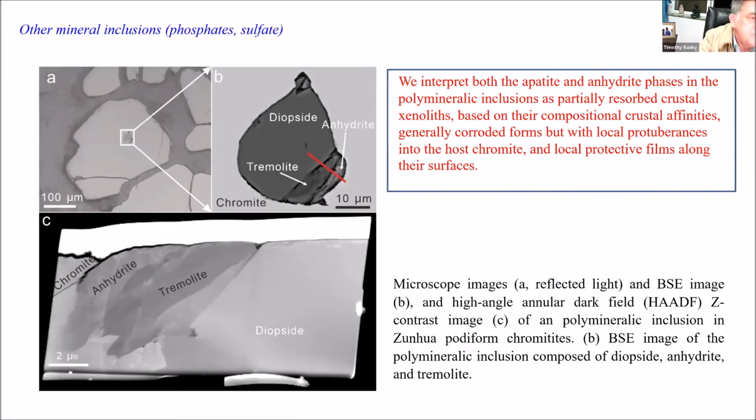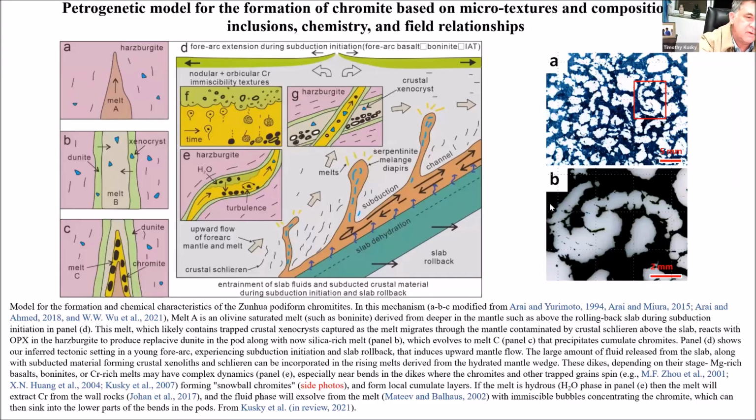So here we have a few other things, phosphates and sulfates. Whatever the melt is that's coming up is capturing all of these minerals, some of which obviously come from subducted crust, and some of which could be normal mantle minerals. But we don't really know how deep they're coming from.